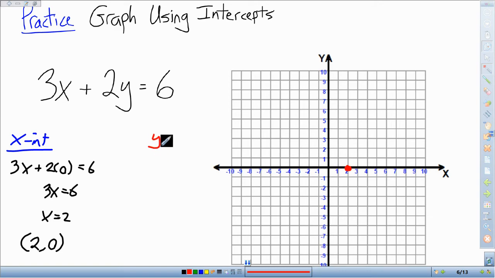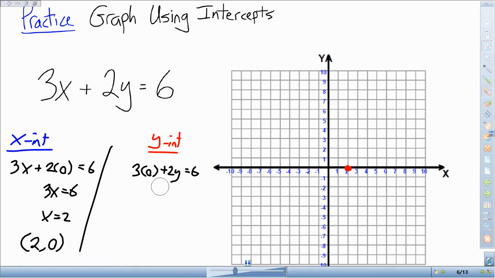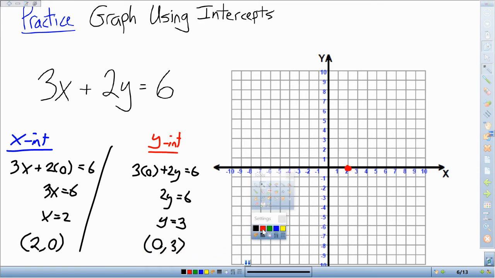Okay, next one, y-intercept. Plugging in 0 for x, 3 times 0 plus 2y equals 6. That disappears. 2y equals 6. Divide both sides by 2. Looks like y equals 3. So our y-intercept is going to end up right there. Let's get the coordinates though: 0 on the x, 3 on the y. There's my y-intercept. Okay, and connect the dots, and we have our graph.